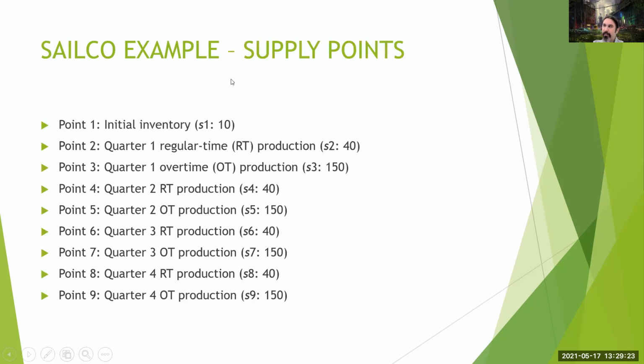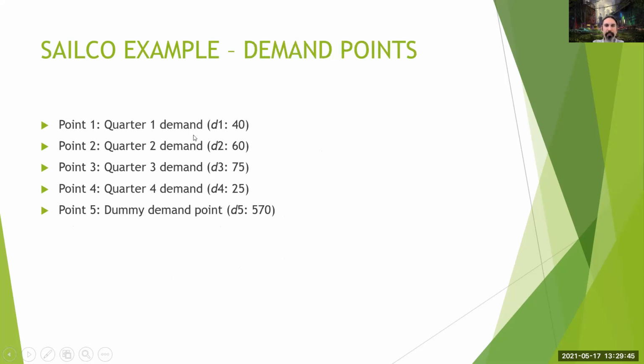Now we have different points. These are supply points. These are our inventories and supplies. So we have the initial inventory point. This initial inventory is a supply point because it's giving something to the system, okay? It's presenting us with extra units to use. And now we have the overtime and regular time productions. So we have a total of 9 supply points, and we have a total of 5 demand points.